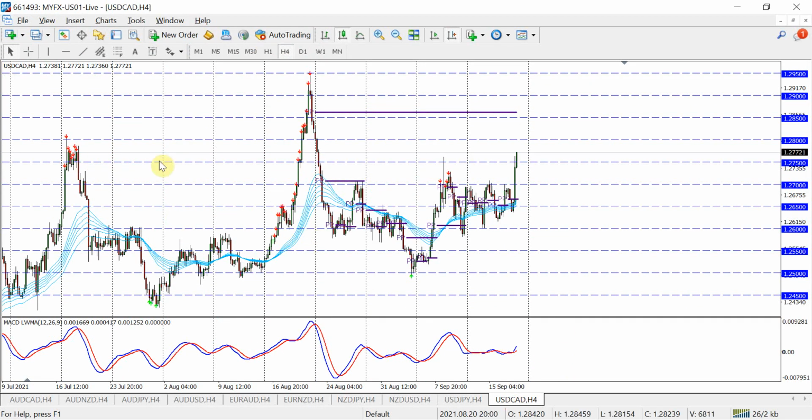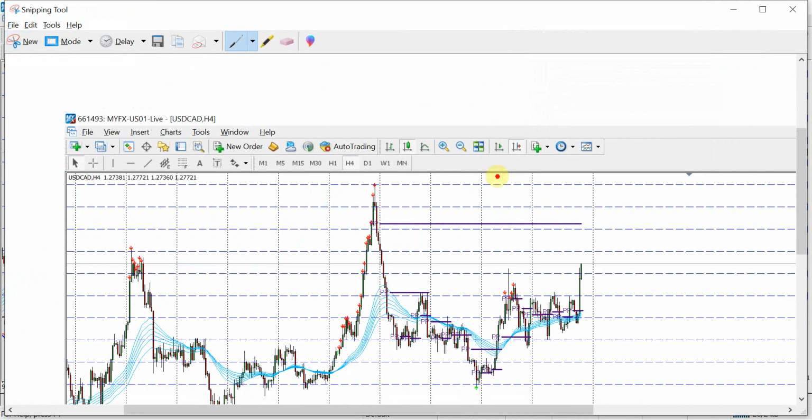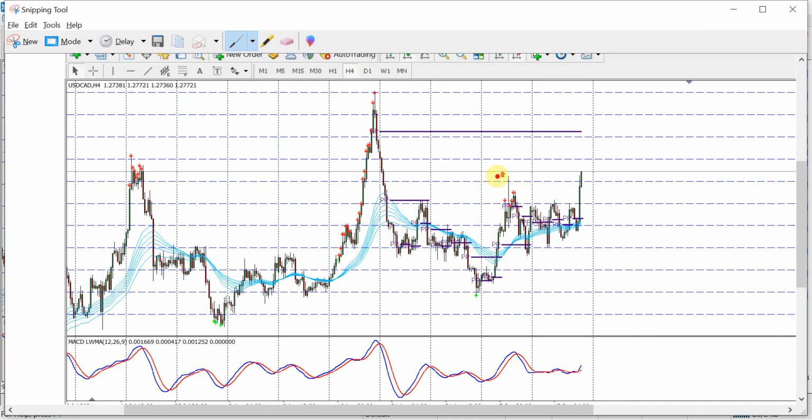And last thing is USDCAD. Let's take a snippet of this one here. Partly I think we've missed the boat over here, and if we can get a good entry, this would be really good. What I like about this, you've got your ascending triangle pattern, which is pretty much now broken out of.